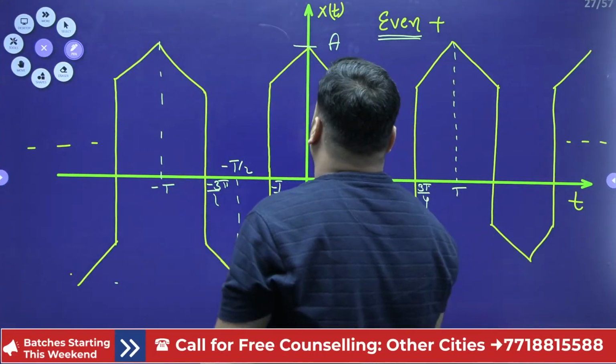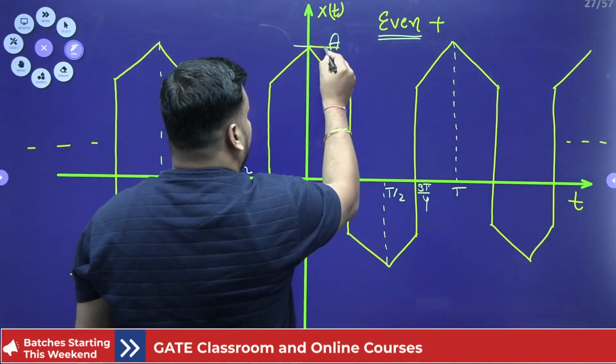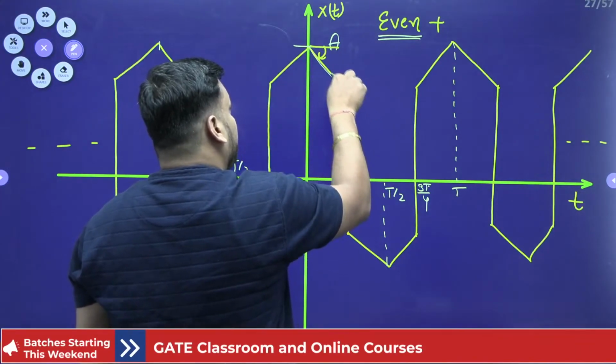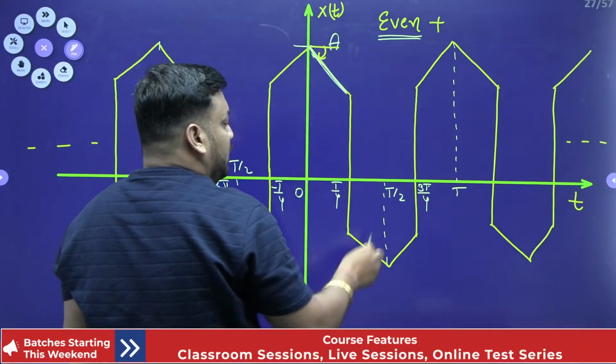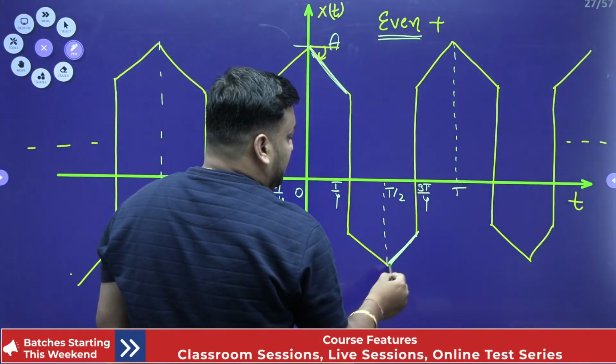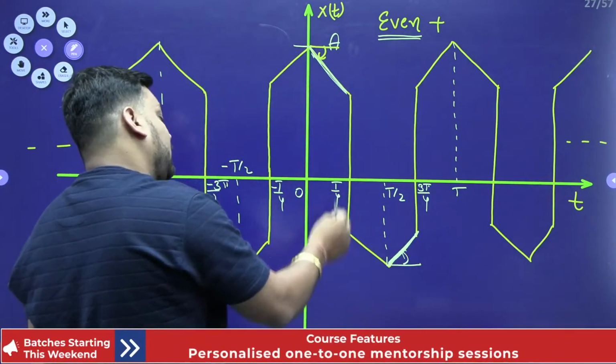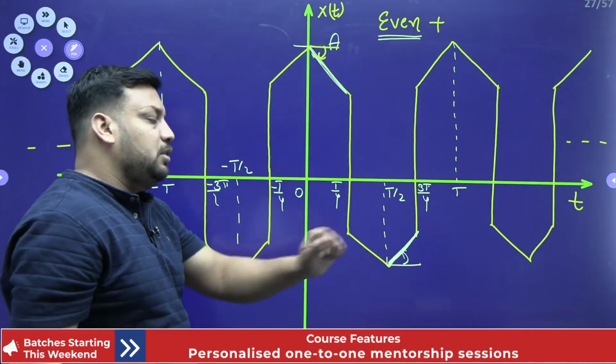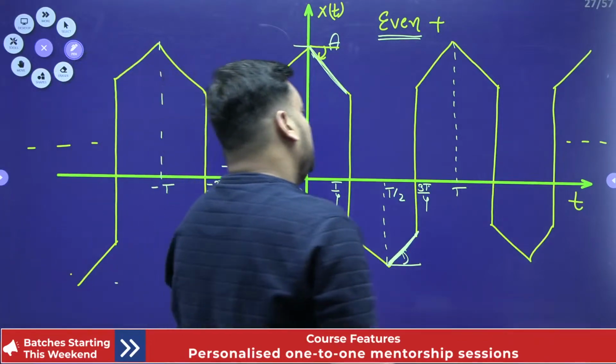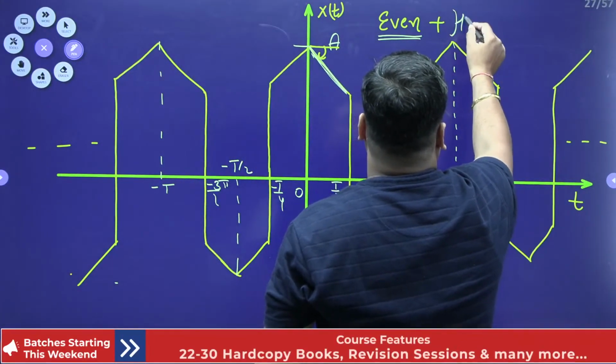Check at t equal to 0 exactly: we have a decreasing slope. And at t equal to T by 2, we have the same signal with a rising slope. Falling slope, rising slope. Negative slope, positive slope of the same magnitude. Because it satisfies the slope criteria, it is HWS also.